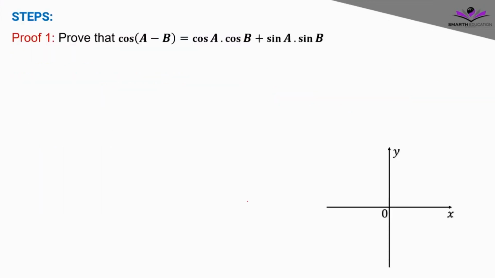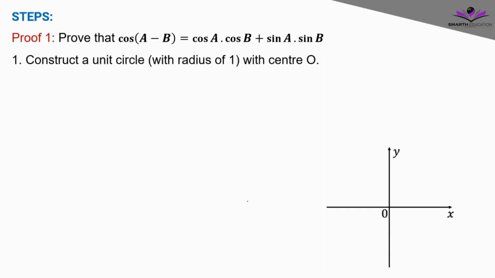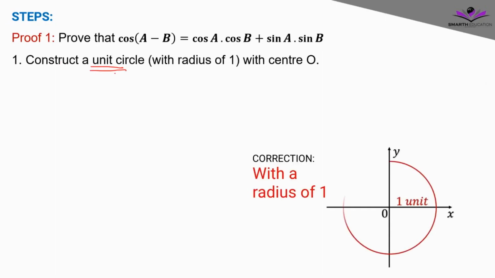Now let's look at the steps now. This will assist us to understand this whole thing. So I'll take you step by step, and then after that we're going to do the proof. Right? What do we do? Construct a unit circle. A unit circle means this is a circle with a radius of 1. That's a unit circle with center O at the origin.